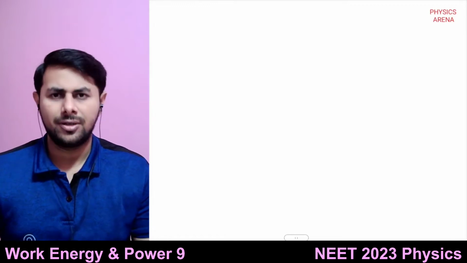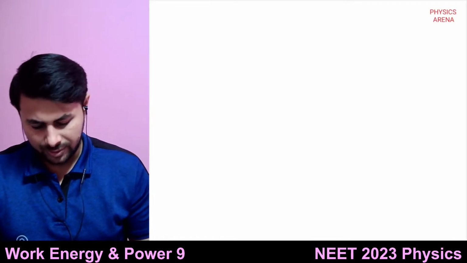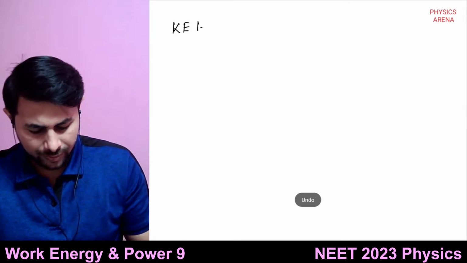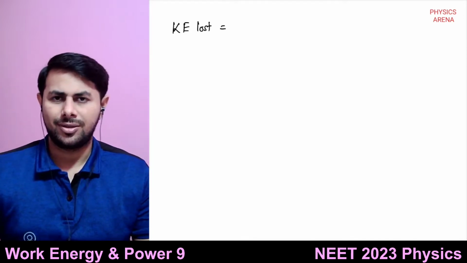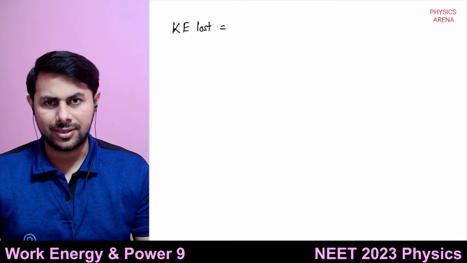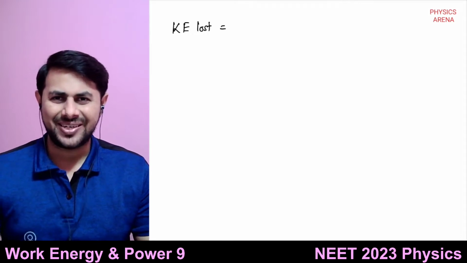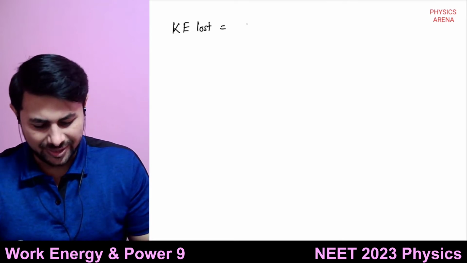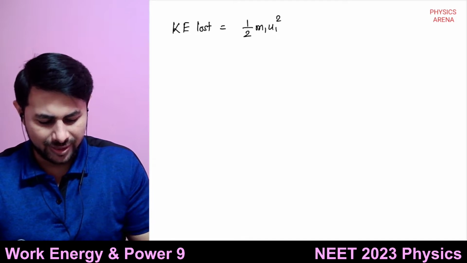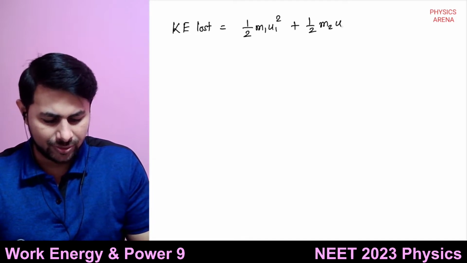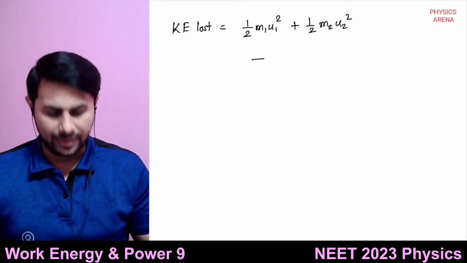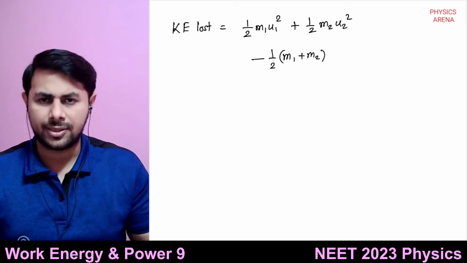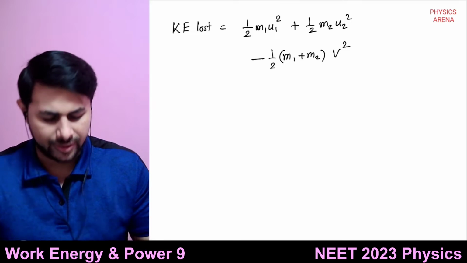Then we can find out how much is the loss in kinetic energy. The kinetic energy lost is the initial kinetic energy minus the final kinetic energy. So it is half m1 u1 squared plus half m2 u2 squared, minus the final kinetic energy, which is half of (m1 plus m2), the total mass, multiplied by v squared.